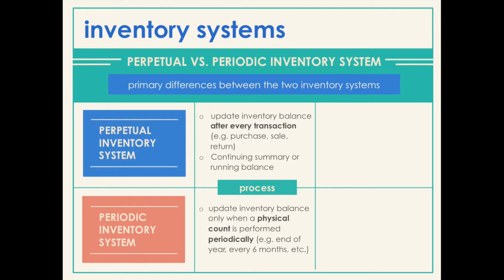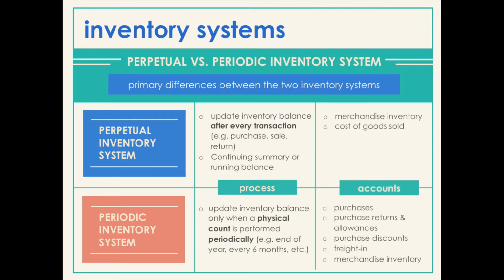Under the periodic inventory system, the inventory balance is only updated periodically, for example, at the end of the year or every 6 months, when the physical count of the goods is performed. Another difference would be the account names used to journalize the entries.